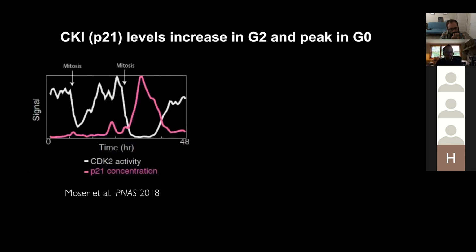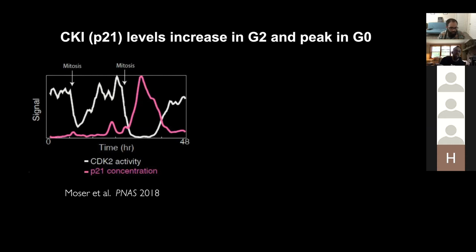From mammalian cell culture, Sabrina Spencer and others were able to show that a negative regulator of the cell cycle, a cyclin-dependent kinase inhibitor, in humans that's P21, and in worms there are 2 of them, CKI1 and CKI2, that these CKI levels actually increase in G2 and then peak in G0.